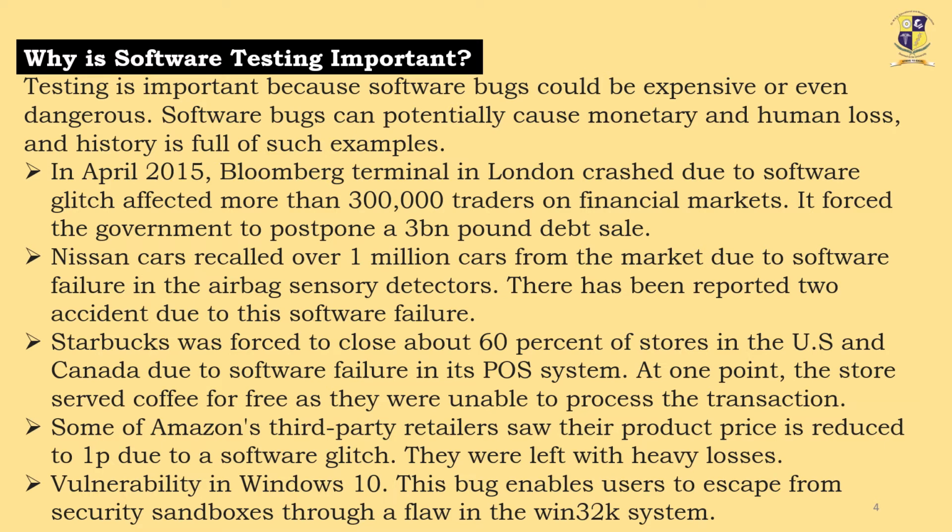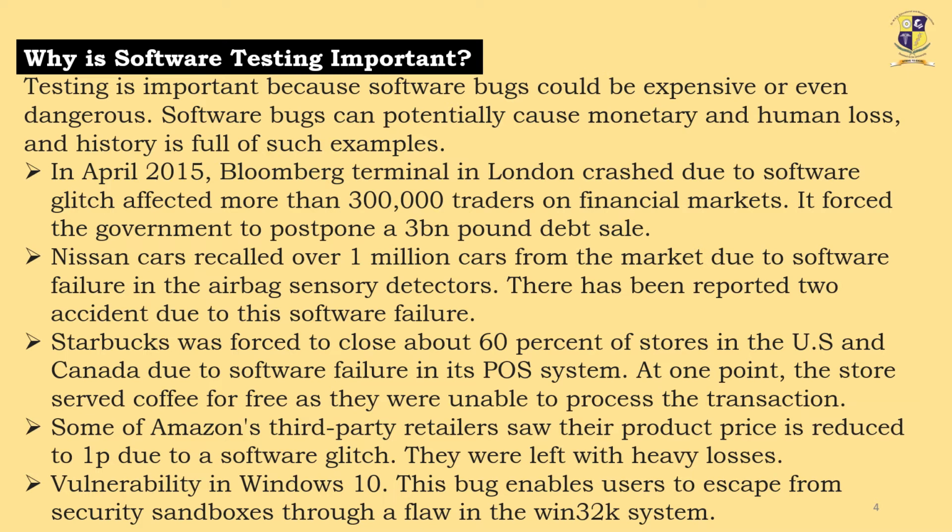Take for example, in April 2015, the Bloomberg terminal in London, the software actually crashed. The glitch affected more than 3 lakh traders on the financial market, which forced the government to postpone a 3 billion pound debt sale. So that kind of monetary loss happened there.